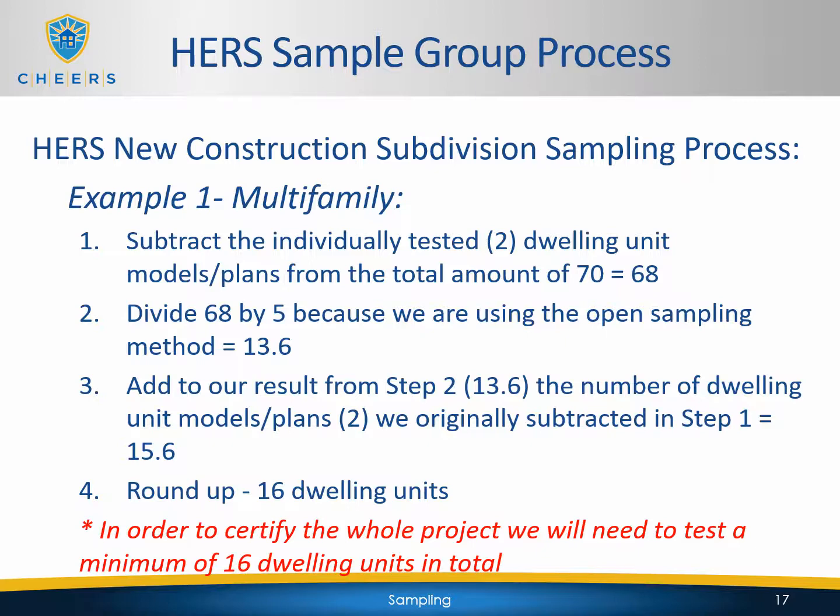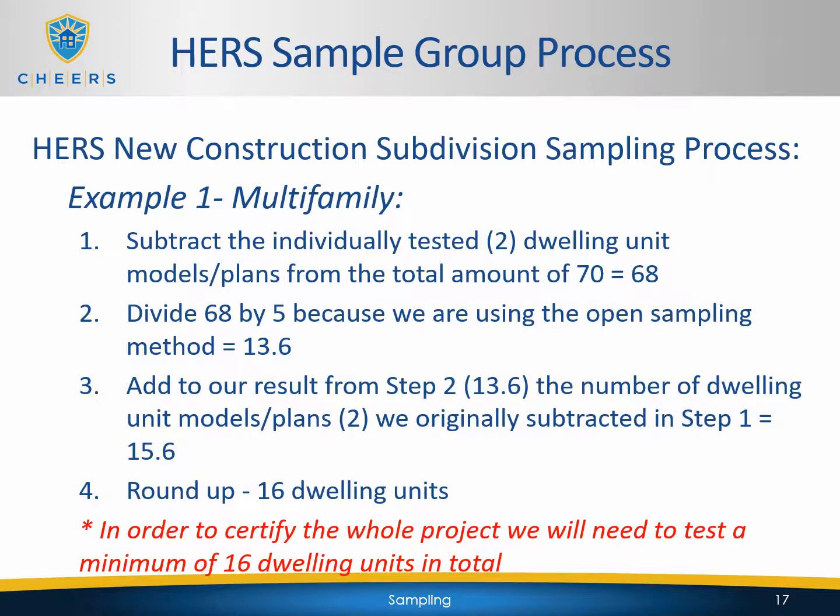Now, because we are using the open sampling method, we'll need to divide 68 by 5, and that'll leave us with 13.6. We now need to add back in the 2 dwelling units that we used for our model test, and so we'll add that to the 13.6, and that will give us 15.6. And we always are going to round up, so 15.6 rounded up is 16 dwelling units. So to certify that whole project, we will need to test a minimum of 16 dwelling units in total.